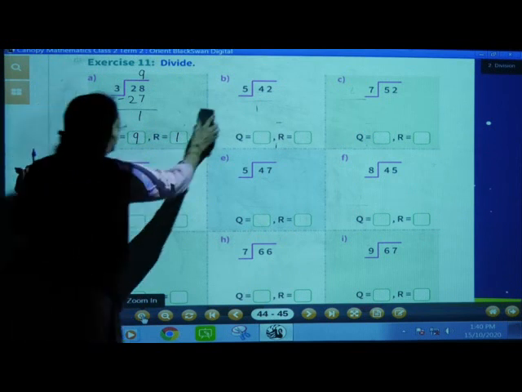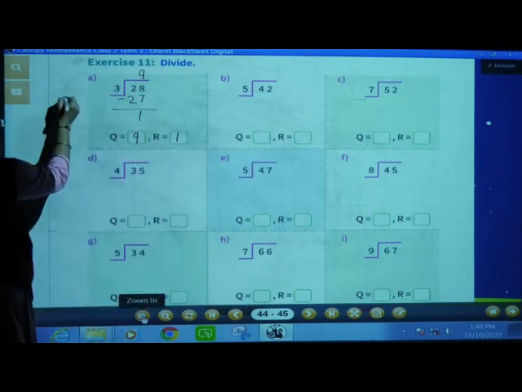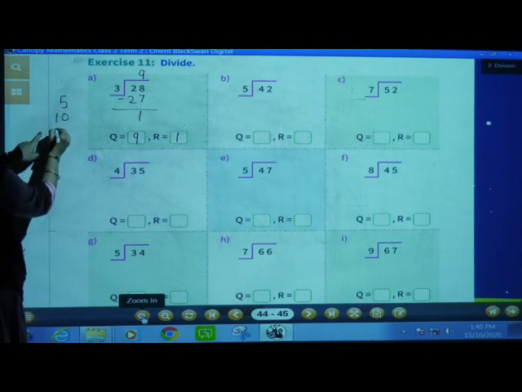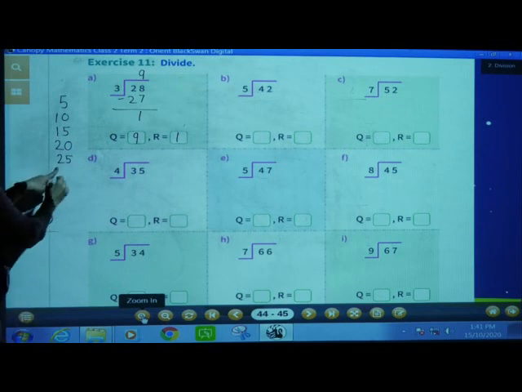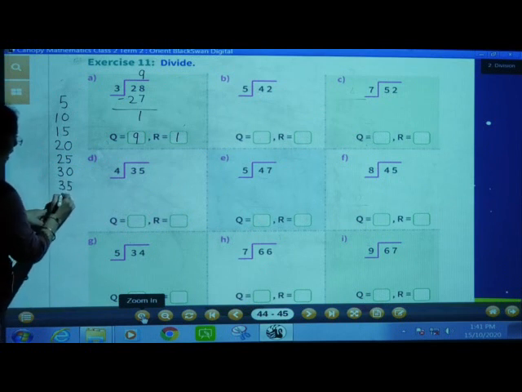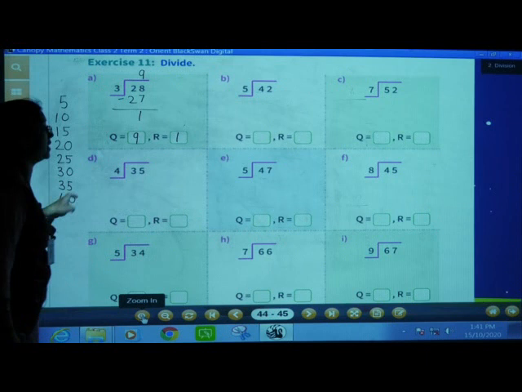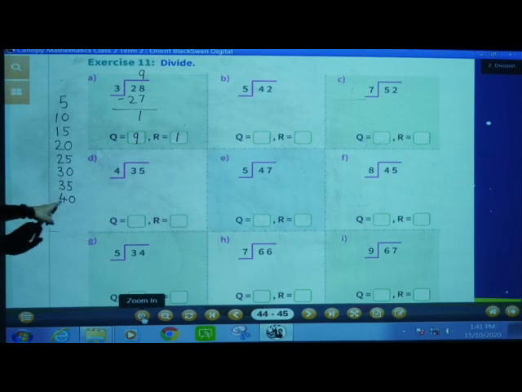42 divided by 5. Okay. I will write the table of 5. 5 ones are 5, 5 twos are 10, 5 threes are 15, 5 fours are 20, 5 fives are 25, 5 sixes are 30, 5 sevens are 35, 5 eights are 40, 5 nines are 45. But we can't take 45. Why? Because 45 is a bigger number than 42. So we will take 40.